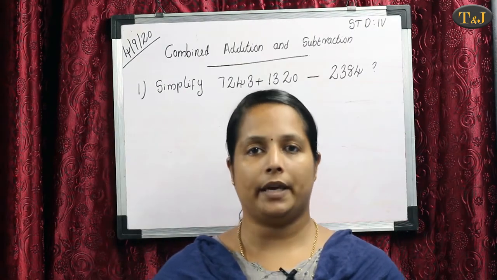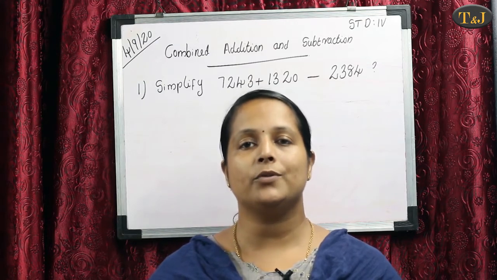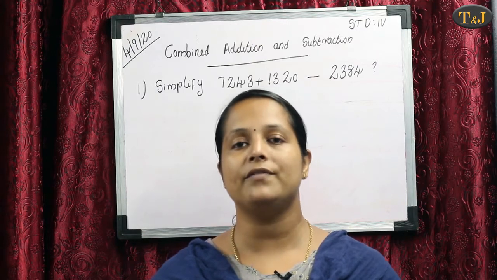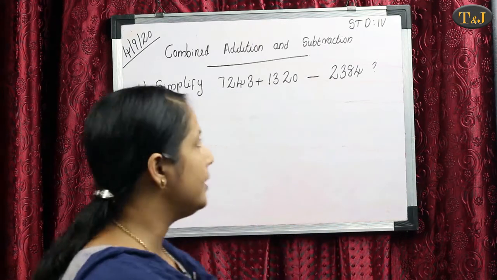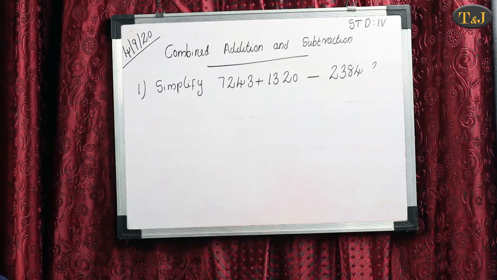Our next topic is combined addition and subtraction. That means we have to simplify in the correct position order from left to right. The given question is: simplify 7,243 plus 1,320 minus 2,384.